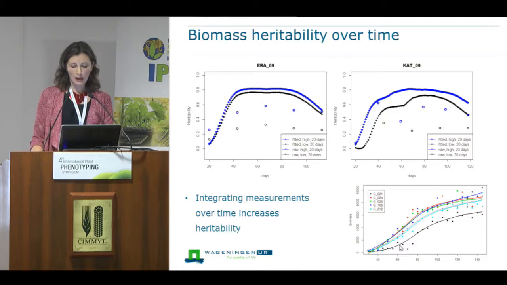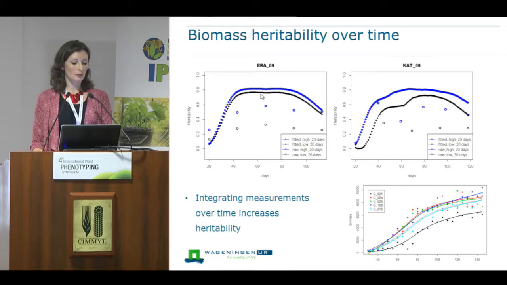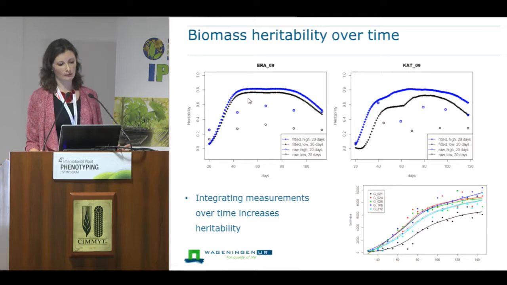However, when we take the data of the spline fitted values, so here on the line, and we calculate the heritability for these spline fitted values, we obtain a far larger value, so a heritability of around 0.8. So in this case, it shows that it's very convenient to combine the information during the growing season to improve the quality of our biomass estimates.